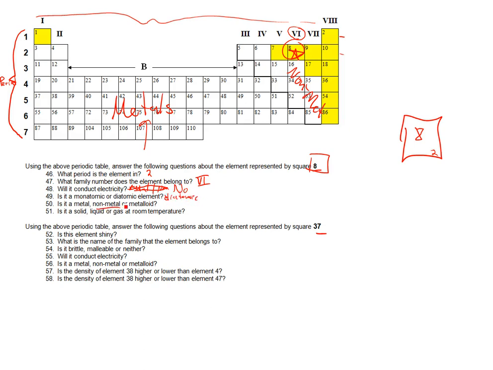Is it metal, non-metal, or metalloid? We look up here. It's on the non-metal side. Is it a solid, liquid, or gas at room temperature? On your periodic table, all these yellow ones mean that they are gas at room temperature, so 8 is one of the yellow ones that you colored. So you would say it is a gas. And we should know that 8 is oxygen.